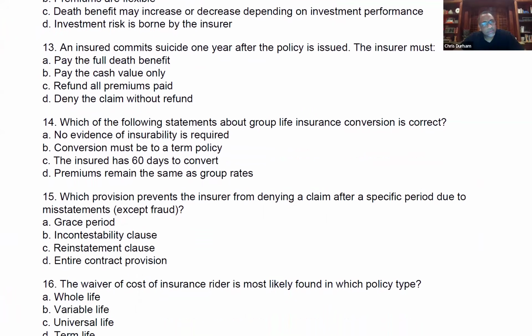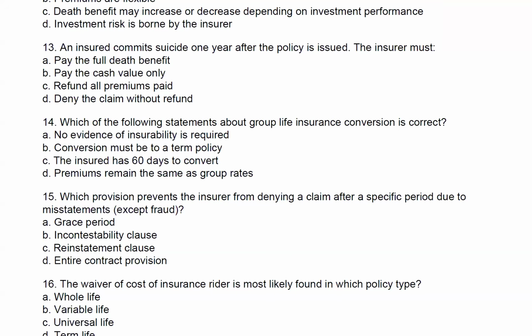Tay. No, Jess. An insured commits suicide 1 year after the policy is issued. The insurer must A, pay the full death benefit, B, pay the cash value only, C, refund all premiums paid, or D, deny the claim without refund. A. Okay, no, no. Read that one more time.